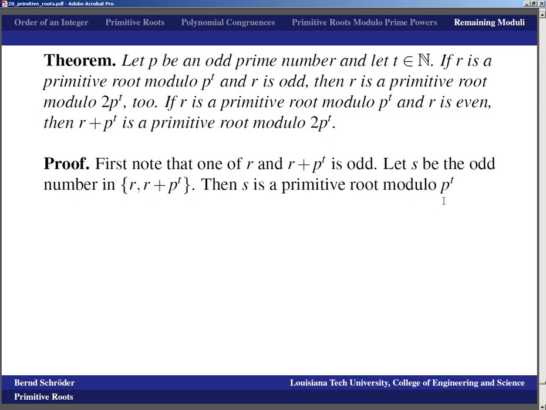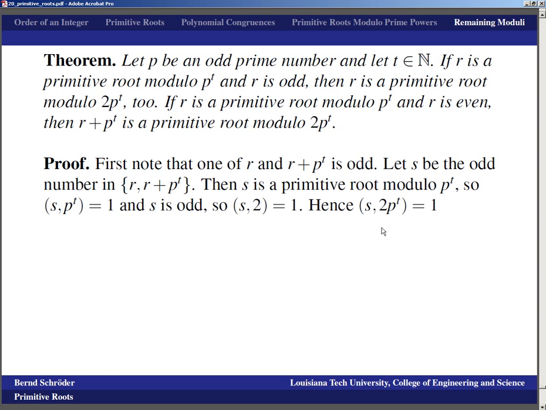Then s is a primitive root modulo p to the t, because modulo p to the t these two are both the same. And so that in particular means that the greatest common divisor of s and p to the t is 1. And because s is odd, the greatest common divisor of s and 2 is 1. And that means the greatest common divisor of s and 2 times p to the t is 1. And that means that s has a chance to be a primitive root modulo 2p to the t. And by Euler's theorem, we know s to the phi of 2p to the t is equivalent to 1 modulo 2p to the t.